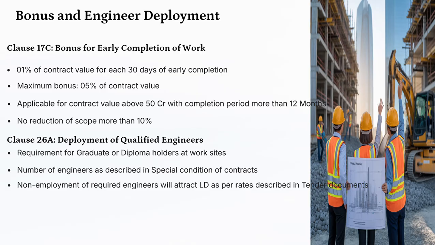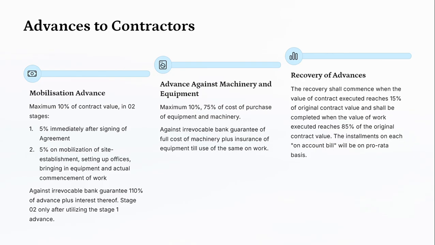Deployment of qualified engineers. Requirement for graduate diploma holders at work sites. Number of engineers described in a special condition of contracts is required to be deployed at the site of the work. Non-employment of required engineers will attract LD as per rates described in the tender documents.